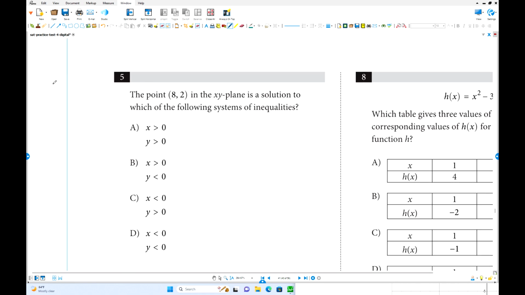Here is number 5, the point 8 and 2 over here. Which of the following systems of inequalities contains it? This belongs to the first quadrant, so x is positive and y is positive. Choice A is the answer. What about this? X is positive, y is negative, it belongs over here. X is negative, y is positive, here. This one belongs to both. But this one belongs to the first quadrant.